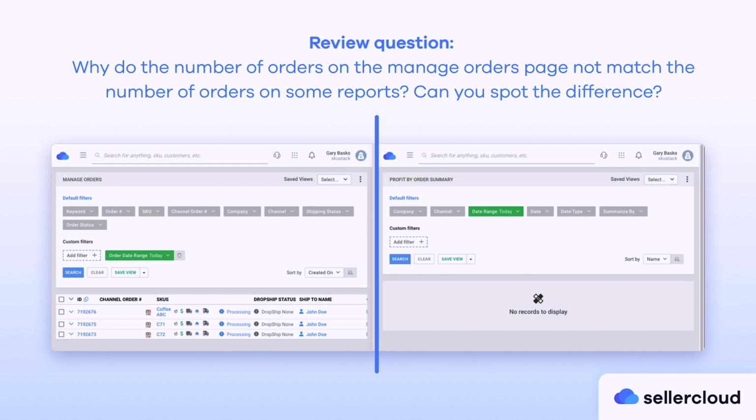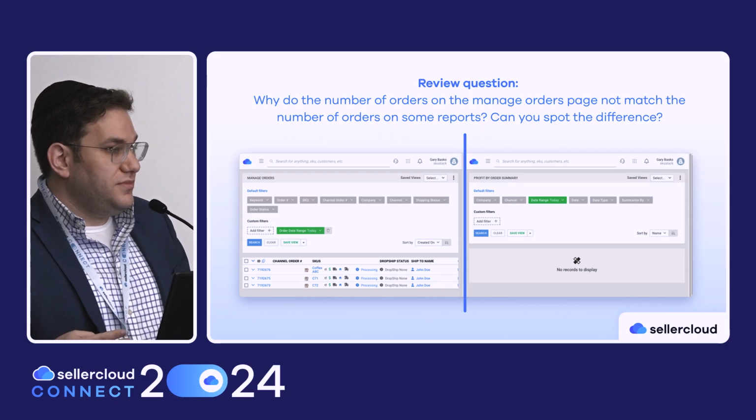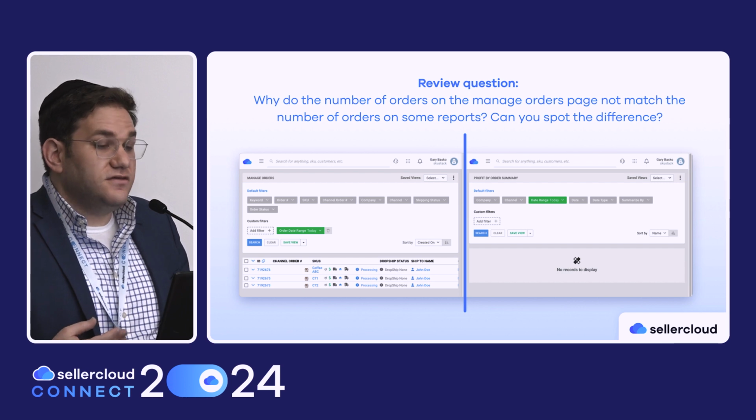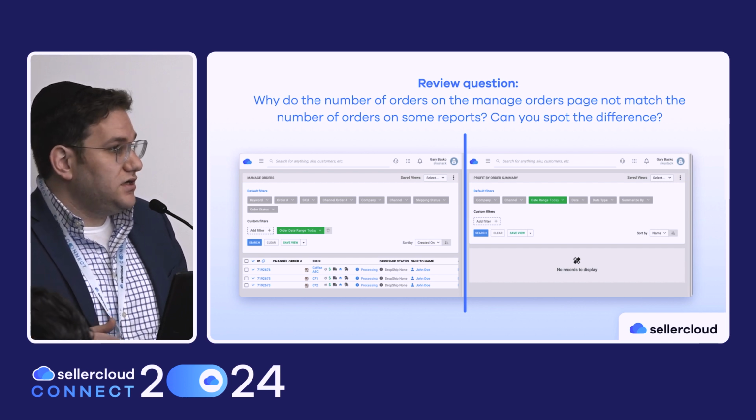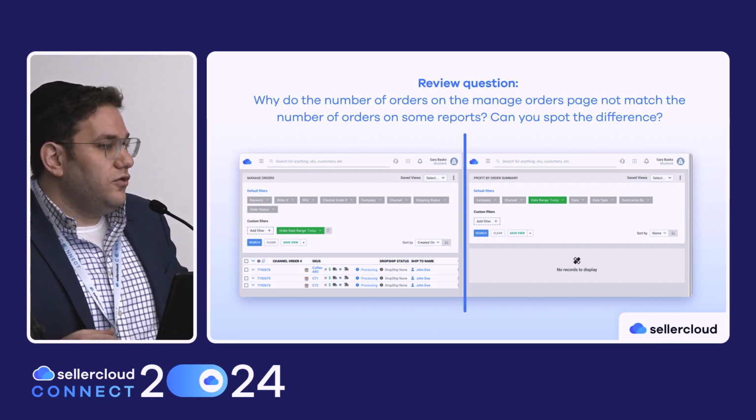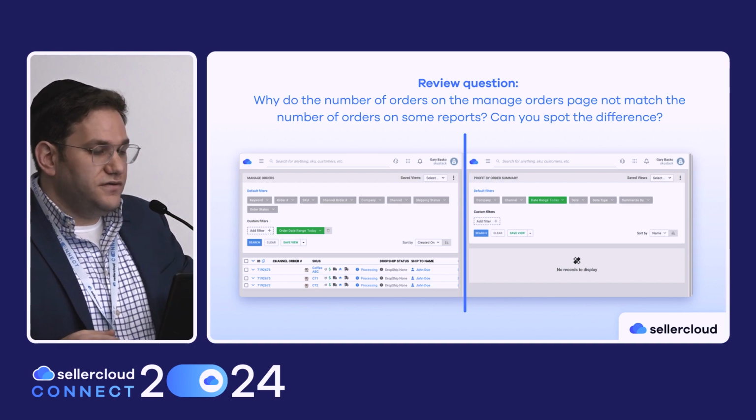And most of the reports, the default is to run it by ship order. So that's one part of it. The second thing is to check whether the order is shipped. And the third thing is to check that it was shipped before today. If all those things qualify, if you put in filters for all those things on the Manage Orders page, then the number of orders in your reports should match.